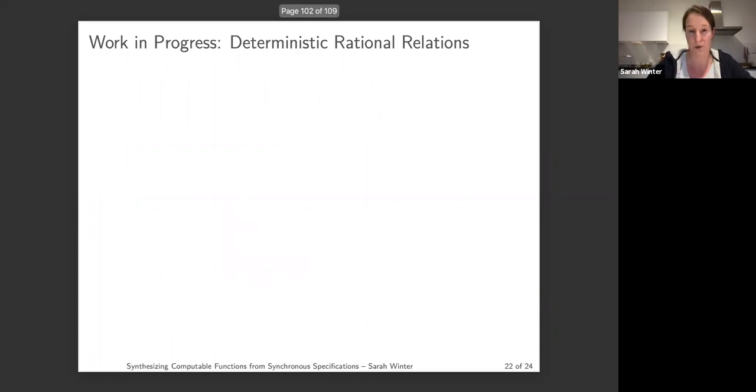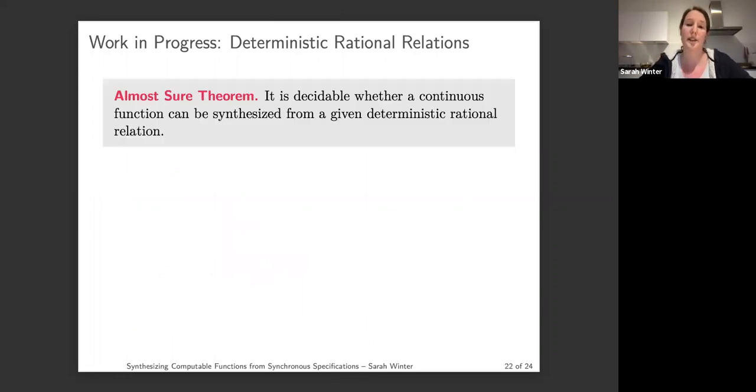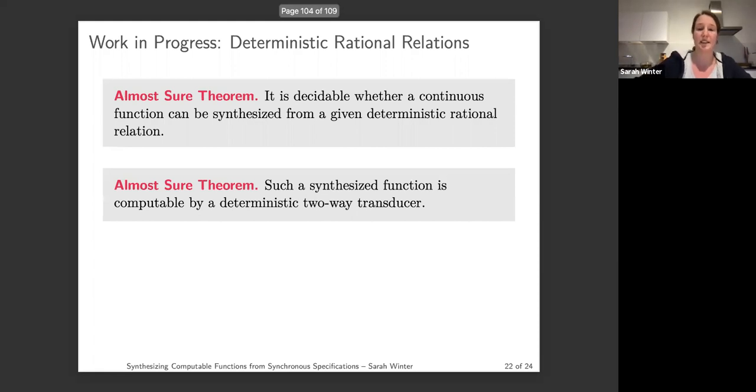And for these specifications, we obtain the same results. We are mostly sure, like 99%. It is decidable whether a continuous function can be synthesized from a given deterministic rational relation. And these continuous functions are also computable, and it turns out it also suffices to consider deterministic two-way transducers as implementation devices. And the proof techniques that are used for that are the same as in the case of synchronous relations.